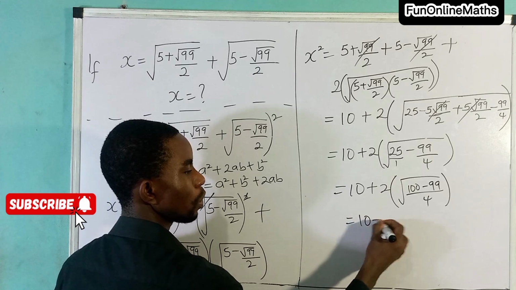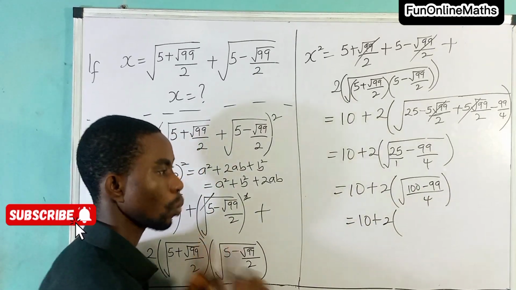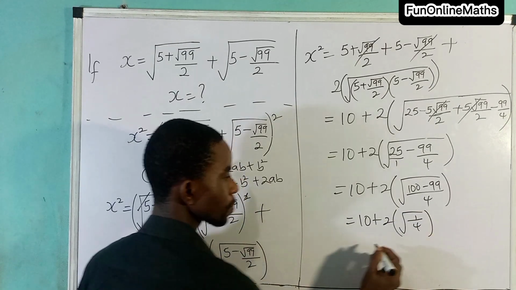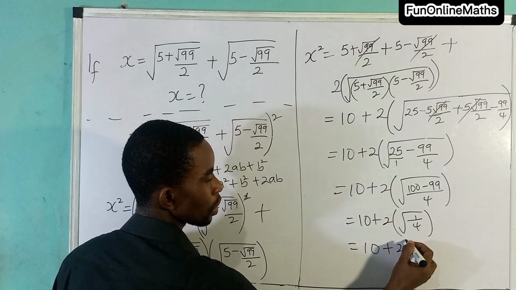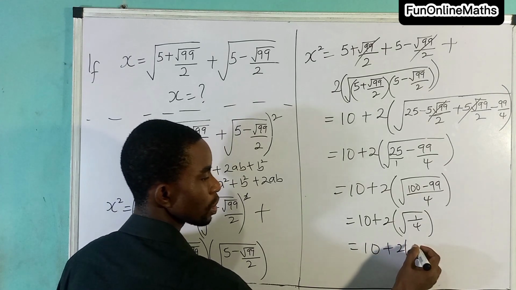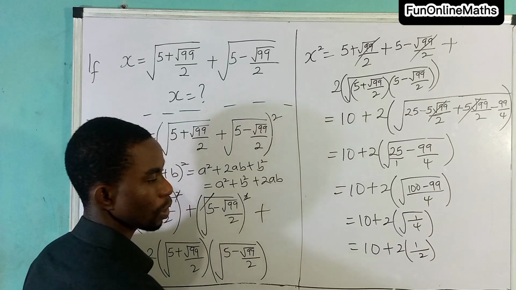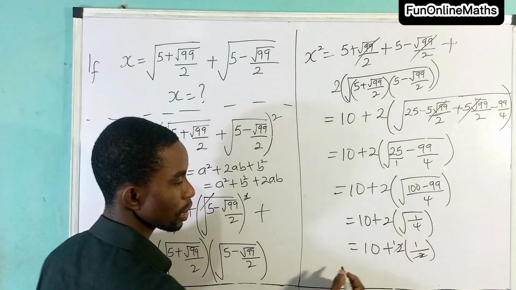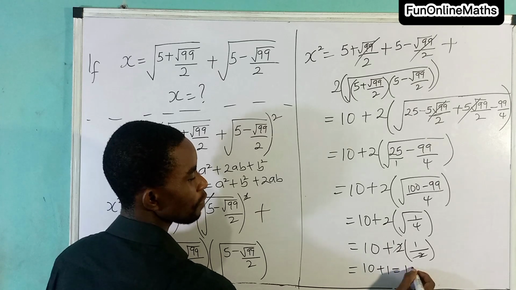And then we have 10 plus 2 into 100 minus 99 is 1, square root of 1 over 4. So this can be written as 10 plus 2 into the square root of 1 is 1, square root of 4 is 2. So these 2 can cancel these 2 to give you just 1. 1 times 1 is 1, right? So we have 10 plus 1, which is 11.